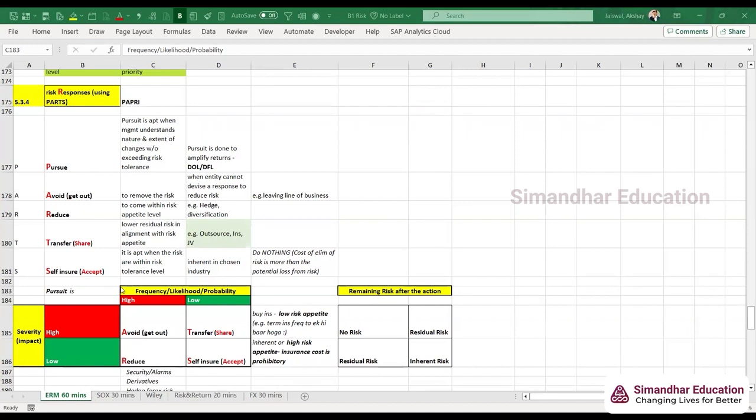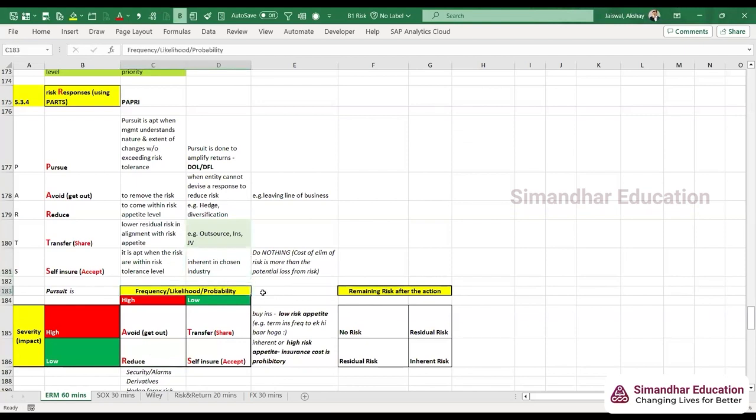So impact is high or low? Impact is low, right? For each individual theft the impact is low, correct? Because they are looting us of small items. So in that case we will try to reduce. How can we reduce? We can put extra security, we can put CCTV cameras, etc. Right? Now let's go to the next quadrant.